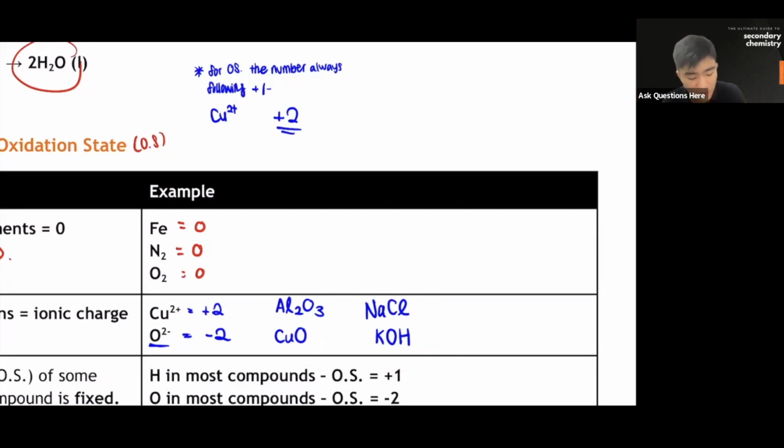For example, I do the first one for you: Al2O3. Aluminium as an ion is Al3+. Therefore, the oxidation state of Al is going to be +3. Oxygen is O2-. Therefore, the oxidation state is going to be -2. Now, can you do that for the rest of these 3 over here?